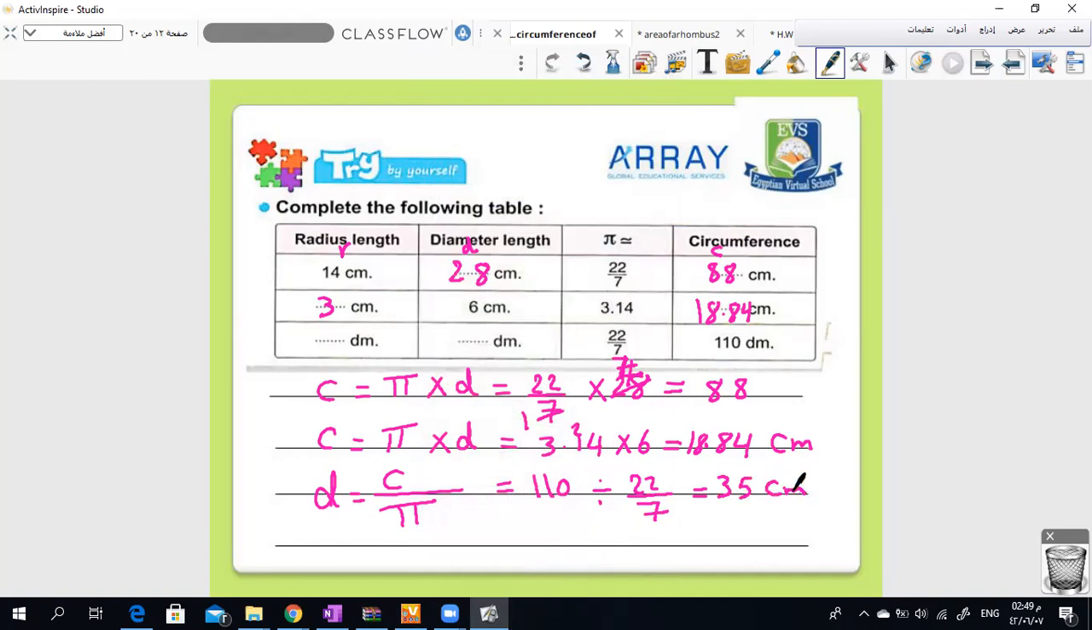So this is the diameter, 35, right? So how to get the radius? 35 divided by 2. 5 divided by 2 is 2 and remainder 1. 15 divided by 2 is 7. 7 times 2 is 14. Remainder 1, 10.5. So it's 17.5 decimeters.